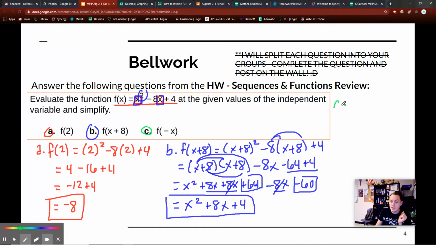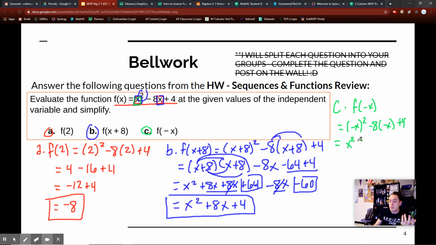Sweet. Let's go to C up here. So C, I'm going to take negative x and plug it into my function anywhere I see an x. So it's going to look like this. Negative x squared minus 8 times negative x and then plus 4. Awesome. So what happens if I square a negative? It becomes a positive, but because it's a variable, I'm still going to keep that squared on top of it. Negative times a negative gives me a positive, so 8x and then plus 4. So I actually get the same thing. That's kind of interesting. Smiley face.